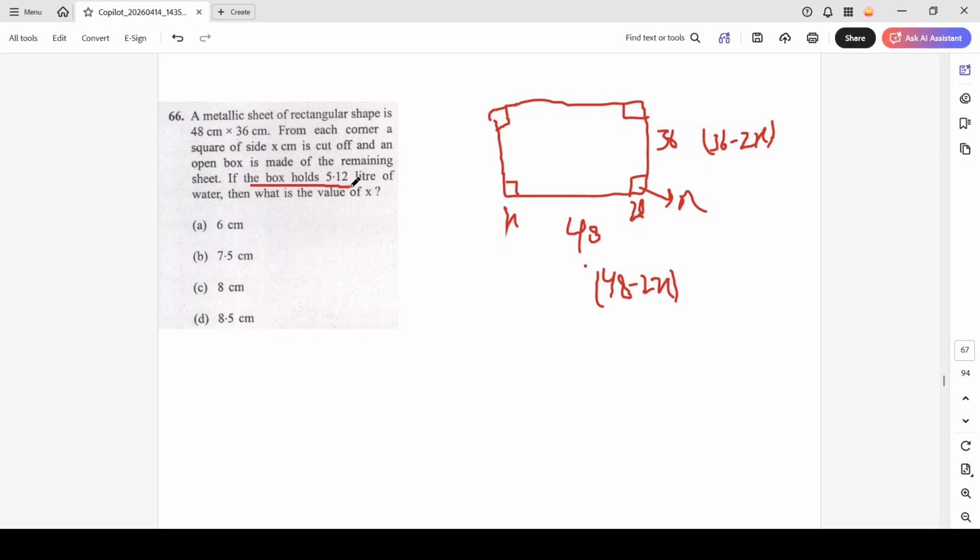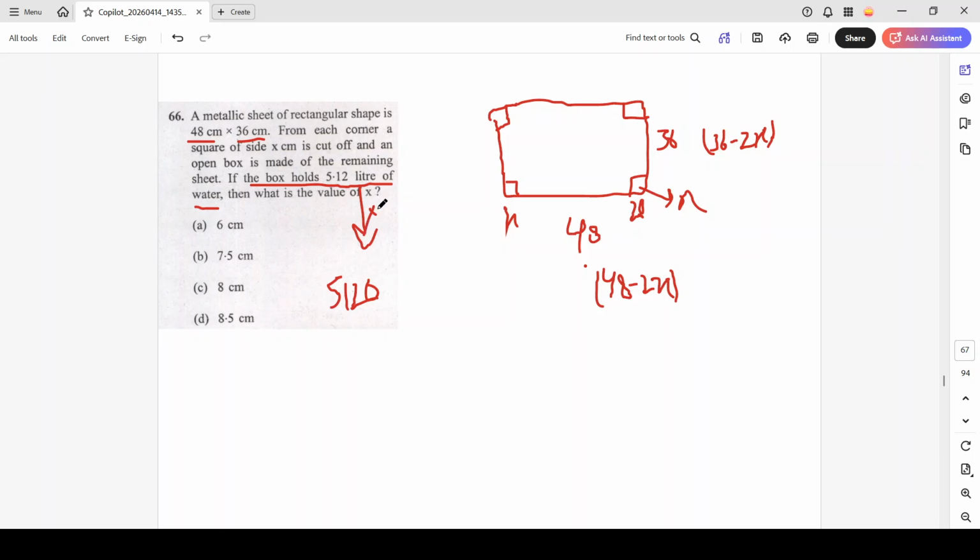If the box holds 5.112 liter of water, this is saying 5.112 liter of water. So we see that everything we have is in centimeter, so we can convert this also into centimeter cube. What is the formula to change liter into cubic centimeter? Multiply the liter by 1000. It becomes 5112 by multiplying by 1000.